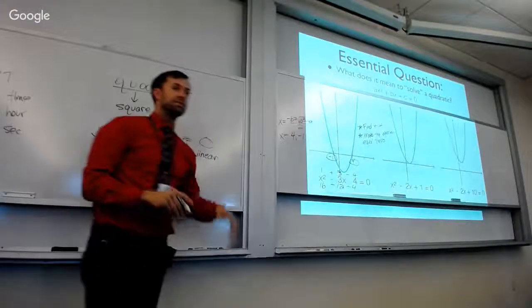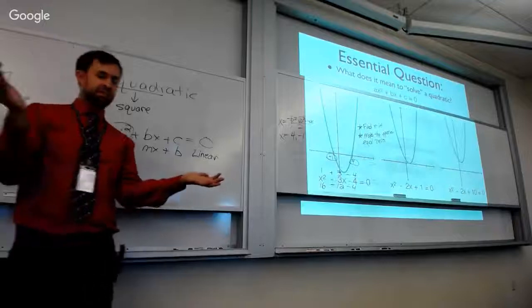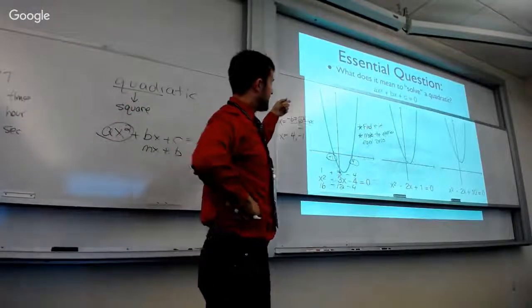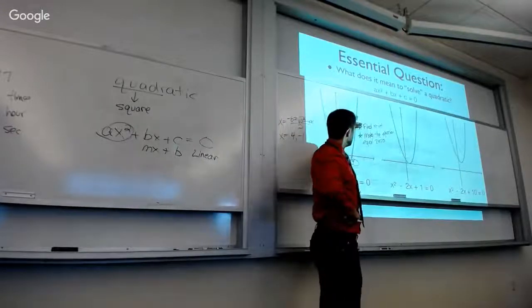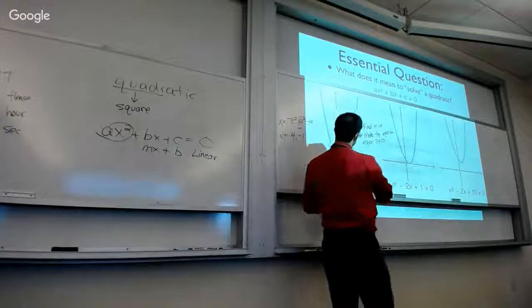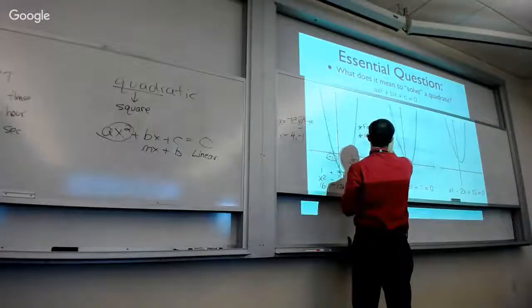All right. So that's our big conceptual question for what we're doing over the whole rest of this class period and the next couple days. What does it mean to solve a quadratic? To find the x-intercepts, which make the equation equal 0. Actually, I can say that better. Which make the equation true.